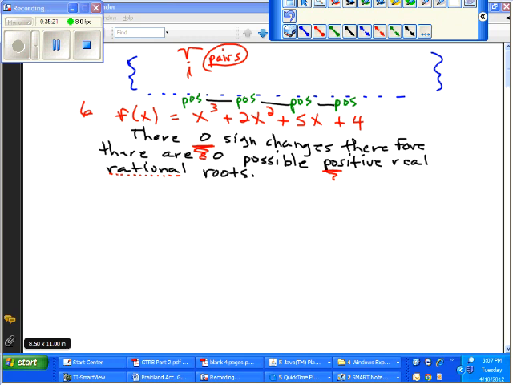To find the possible negative real rational roots, we're going to look at f of negative x, which means that everywhere that there's an x, we're going to replace it with a negative x and look at our signs and determine the sign changes in that scenario.